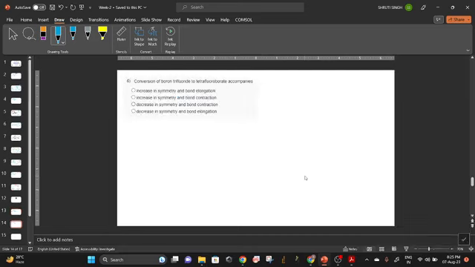Okay, this question: conversion of boron trifluoride to tetrafluoroborate accompanies increase in symmetry and bond elongation, increase in symmetry and bond contraction, decrease in symmetry and bond contraction, decrease in symmetry and bond elongation. What is BF3 shape? Now this is planar, and we know the point group.